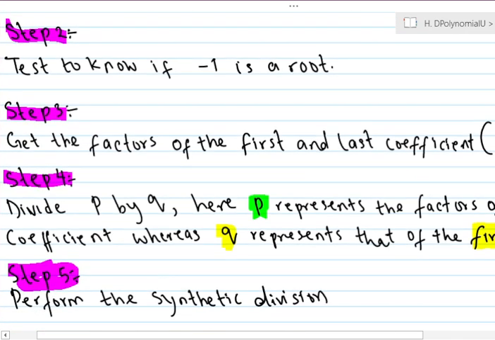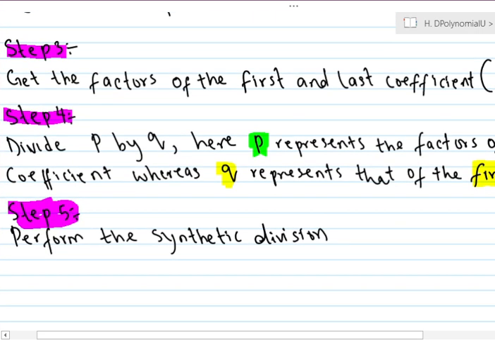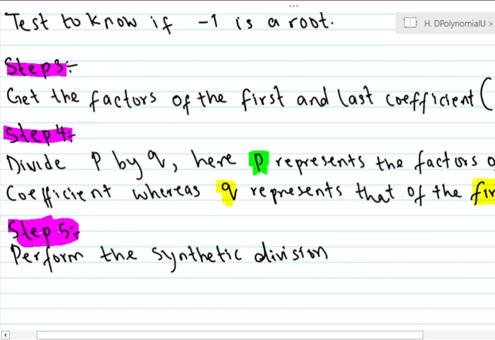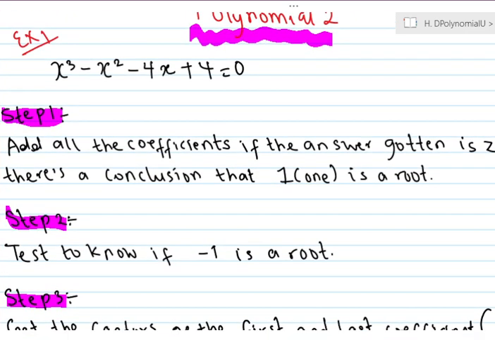The next step, we divide P by Q. The P represents the factors of the last, whereas the Q represents the values of the factors of the first. And we perform the synthetic division. I hope you guys are ready. So let's start with the first step.